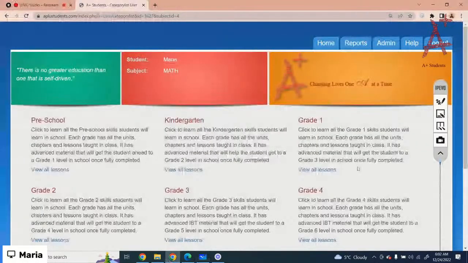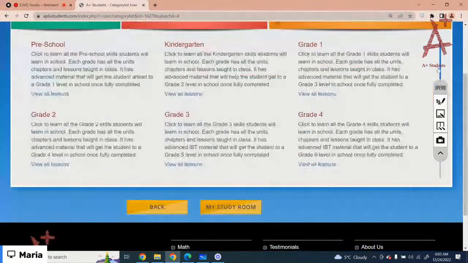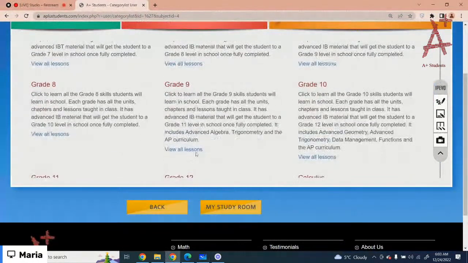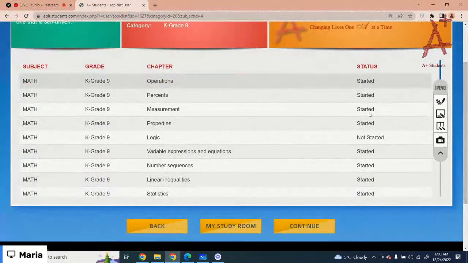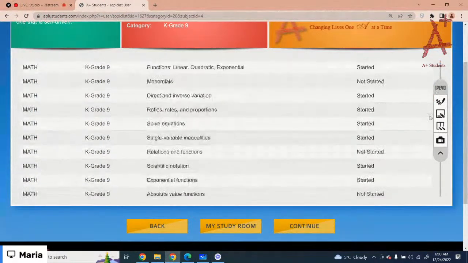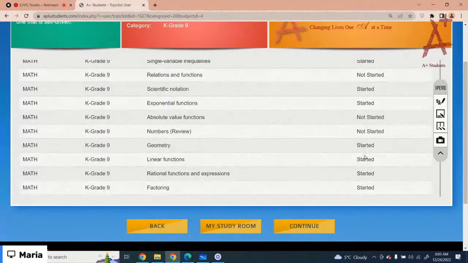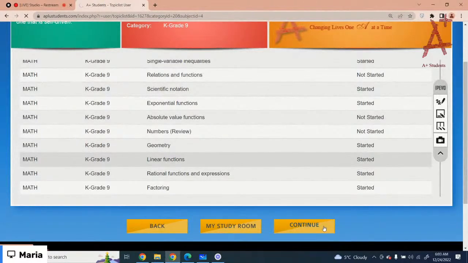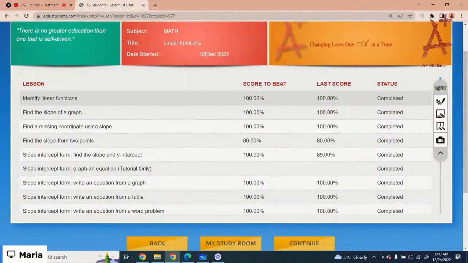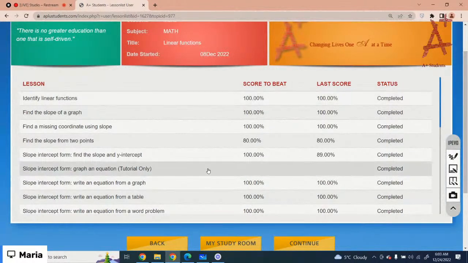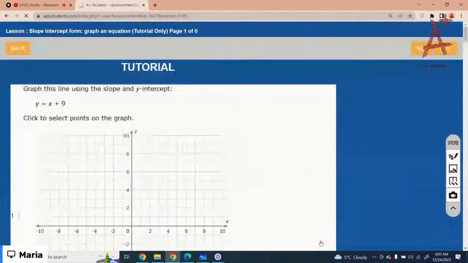Okay, so here I am on aplusstudents.com. Just scroll down to grade 9 maths. Click on view all lessons and find linear functions. Let me just find the chapter. Here it is, linear functions. So we're going to start with the lesson, that is slope intercept form, graph and equation. Okay, here is the lesson, slope intercept form, graph and equation.